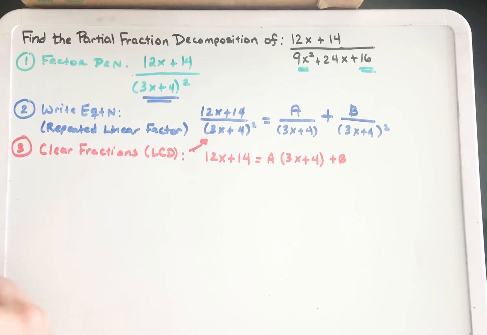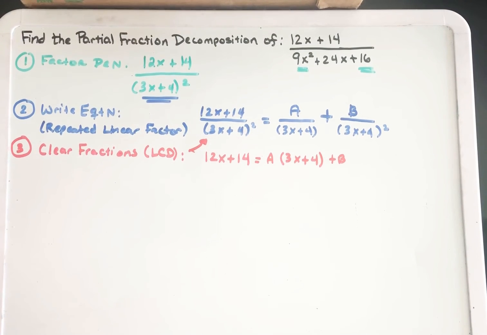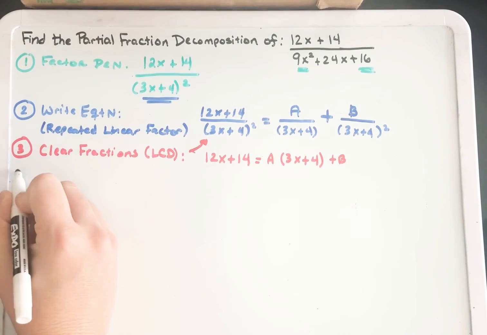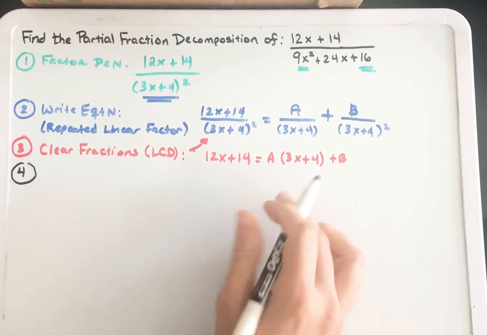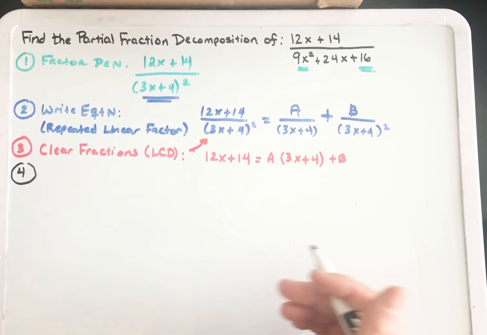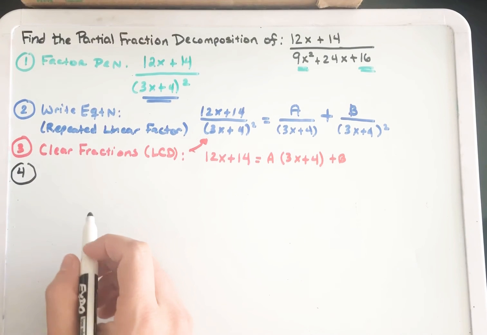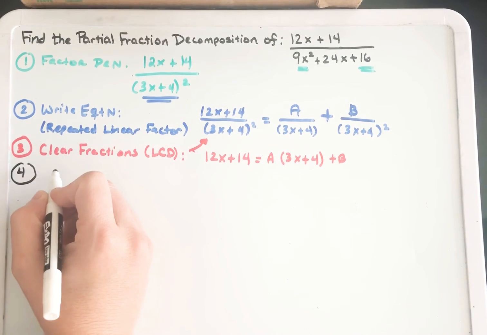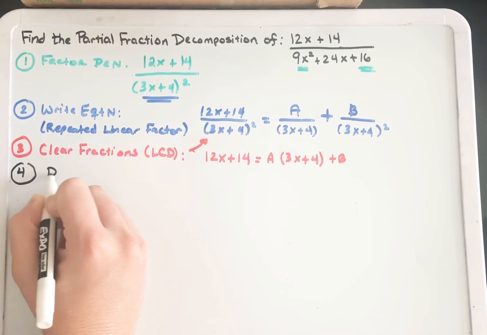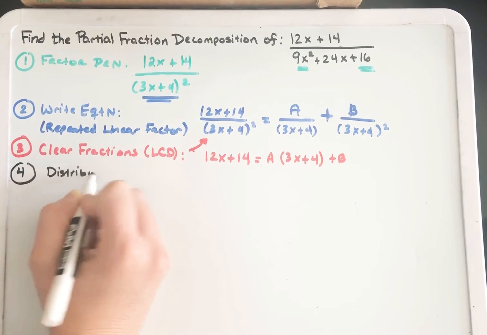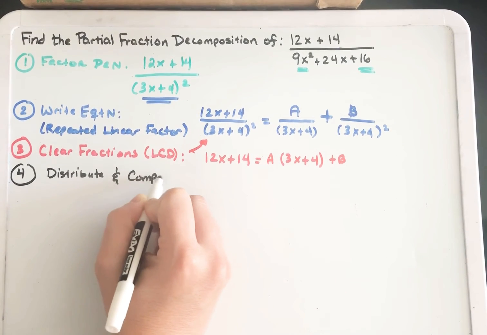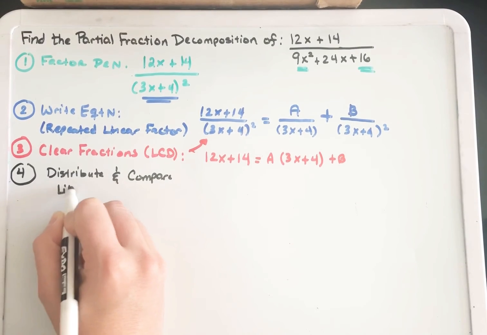Now this is actually quite nice. Typically we have more work to do, but the next step that we normally take a look at is we form a system of equations after we FOIL or distribute, and then compare our coefficients of like terms on both sides of the equation. So what I want to do here is form a system by distributing, and sometimes it would be FOILing, but in this case it's just distribute and compare like terms.